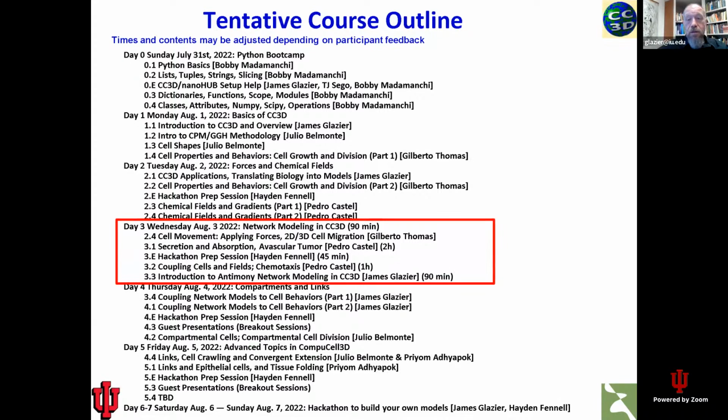How many people in the room today, maybe just a show of hands, took Herbert's class 2 weeks ago on antimony modeling? If you did, put your hands up. Okay, I know a few people did. Traditionally, we taught those classes either jointly or back to back. Somebody says they took it last year. That's great. So you're familiar with it.